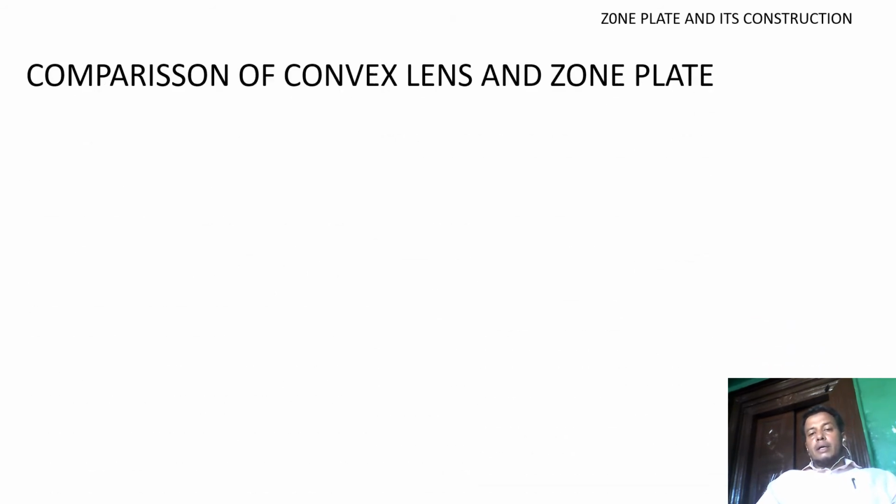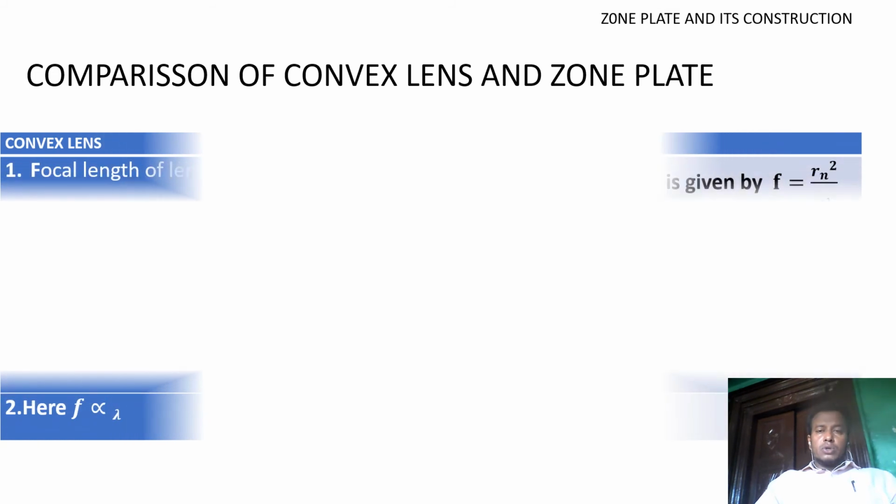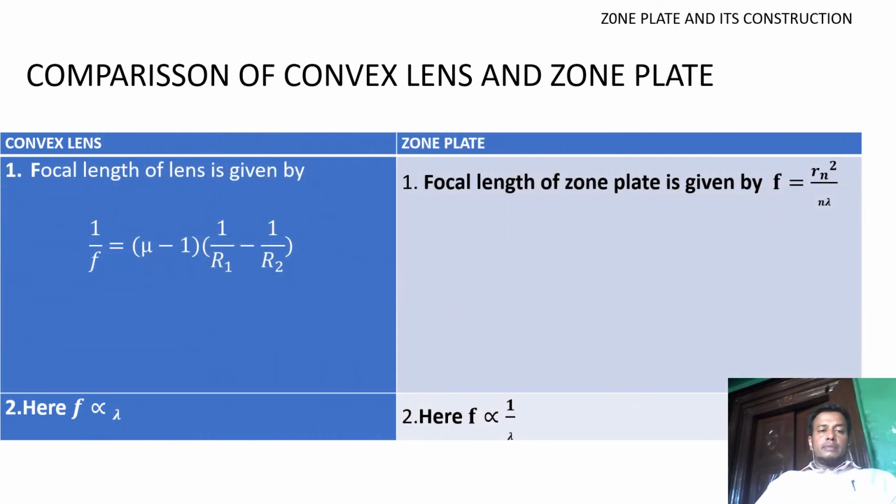Now let us compare the convex lens and the zone plate. The focal length of a convex lens is given by 1/f = (μ − 1)(1/r1 − 1/r2), whereas the focal length of a zone plate, as we derived, is f = rn²/(nλ), where rn is the radius of the nth order zone, n is the order number, and λ is the wavelength of the incident light.